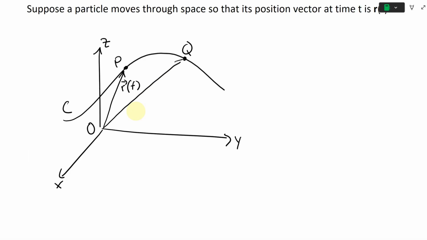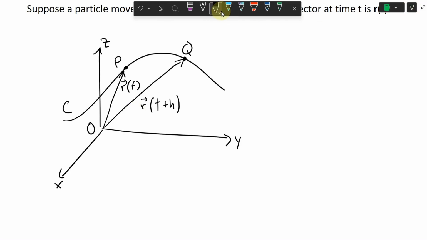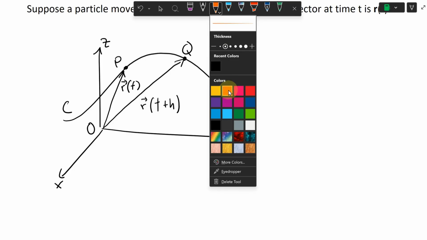I'm going to draw this line like this. This is going to be r vector t plus h. That's a position vector, at the time incremented by h, and it moves over there. And what I'll do now is draw this in red.